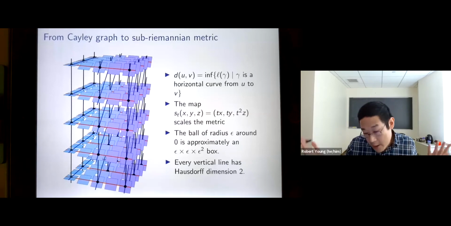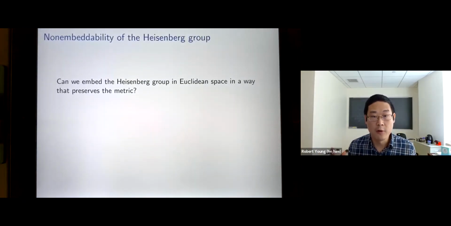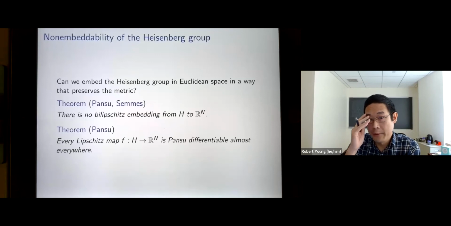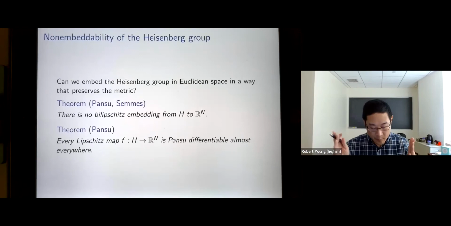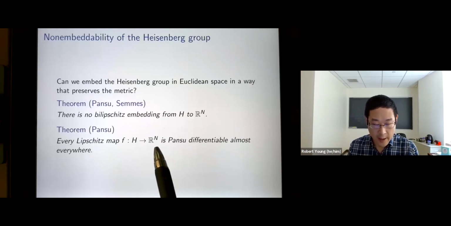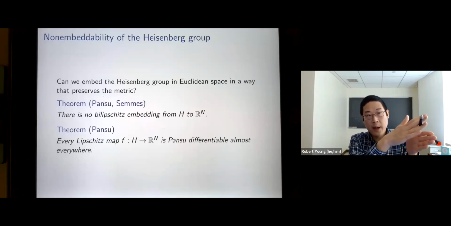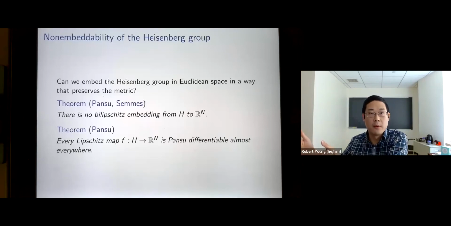And so it's natural to ask, can we do better than this? Can we embed the Heisenberg group into Euclidean space in a way that preserves the metric? And it turns out the answer is no. This is a theorem of Pansu and Semmes, that there is no bi-Lipschitz embedding from the Heisenberg group to R^n. And this follows from a theorem of Pansu that every Lipschitz map from the Heisenberg group to R^n is Pansu differentiable almost everywhere. What that means is that if you have a Lipschitz map from the Heisenberg group to R^n, then for almost every point in the domain, if you take a sufficiently small ball around that point, then the restriction of the map to that small ball is close to a homomorphism.